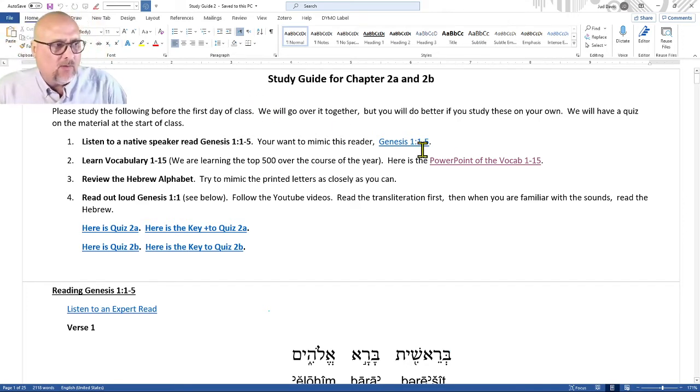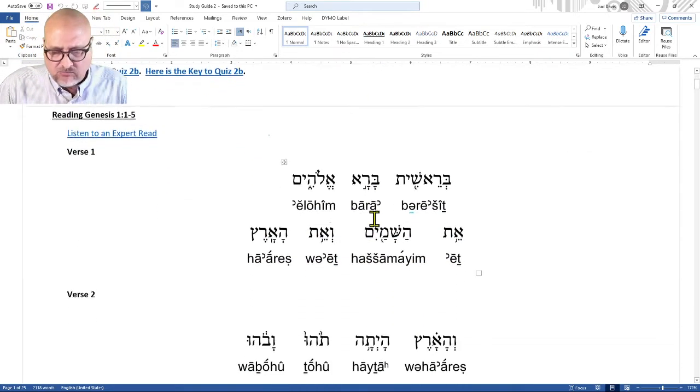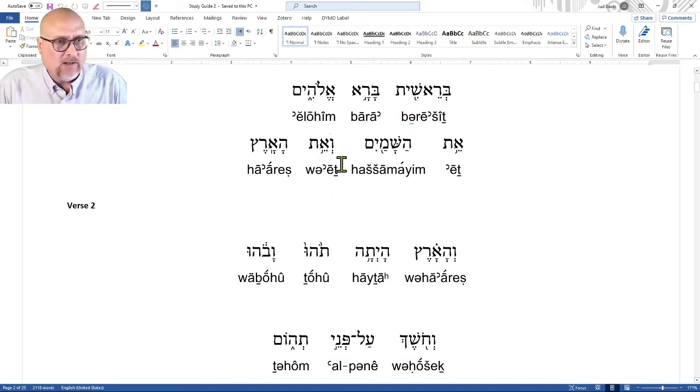The second thing we're going to do is we're going to look at the PowerPoint vocabulary. So I think this quiz 2B is a vocabulary quiz. And so we're going to try to learn these words together. And then we're just going to review the alphabet, and we'll take turns reading out loud together. So that's what we're going to do for 2 hours. So let's jump in.